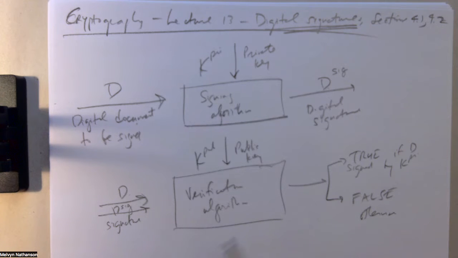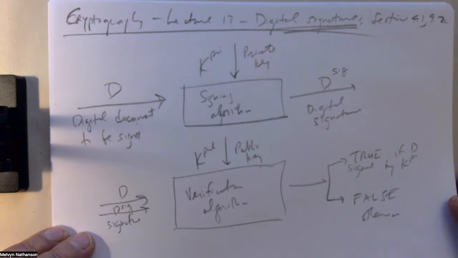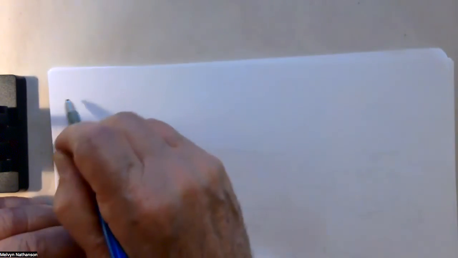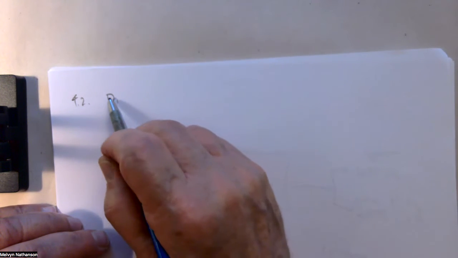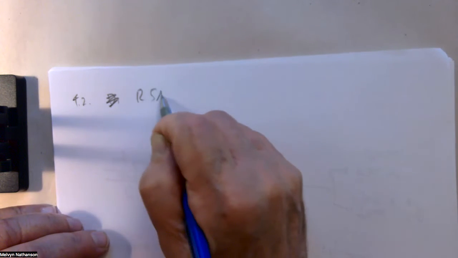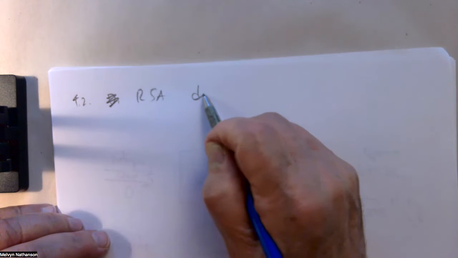The question is, how do you do it? What is a method to create a digital signature algorithm? And the very simple one, or simple after we know RSA, is what's discussed in section 4.2, which is the RSA digital signature method.